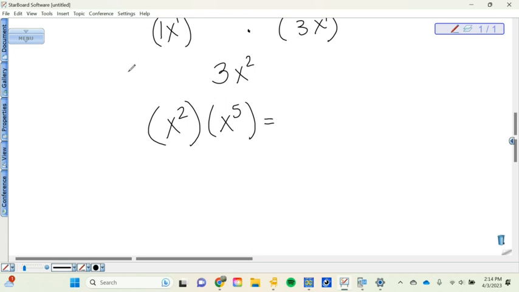What do we do when we multiply with exponents? Subtract. Add. What's 2 plus 5? 7. So the base stays the same. That just becomes x to the 7th, right? It's not 2x to the 7th because you would multiply that 1 times 1, right?